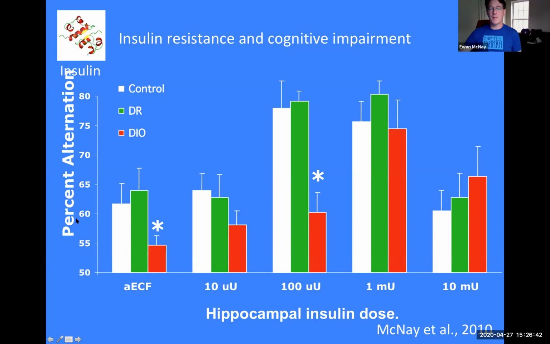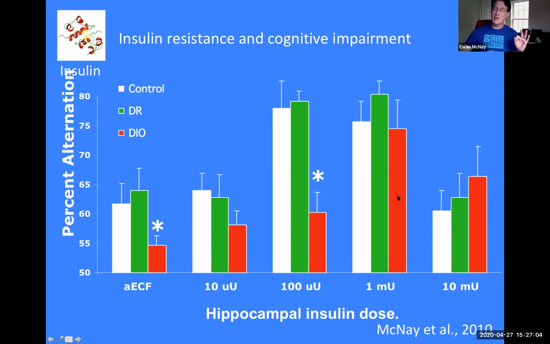They have markedly impaired spatial memory here, both at baseline, so without any treatment, this is artificial extracellular fluid, a vehicle. Those guys on the diet resistant group are markedly better than their colleagues who've chowed down too much and become obese. Obesity is linked to cognitive impairment. That's true in humans as well.